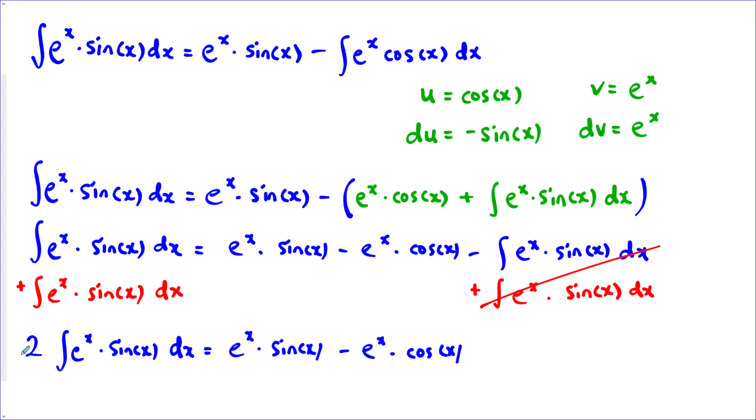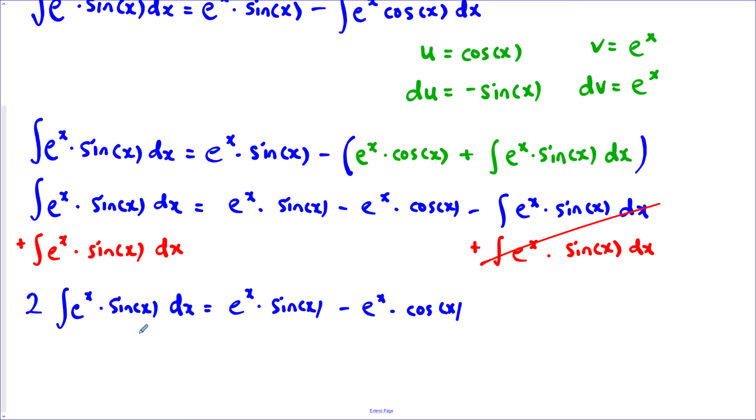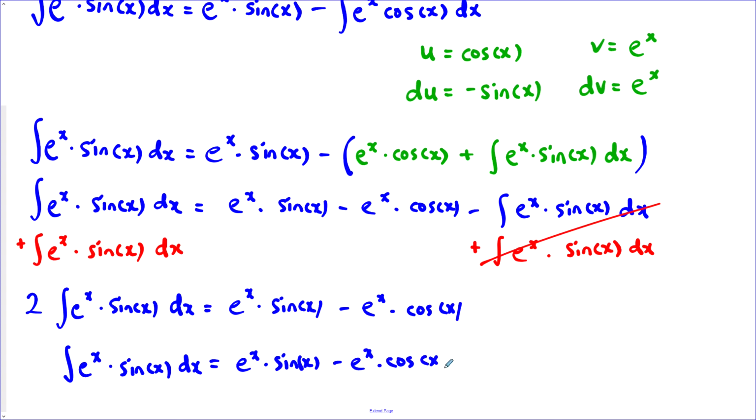So you might say, well, yeah, but that's not the original question because there's a 2 in front, and you're right. So all we have to do is divide both sides by 2 to move it back onto the right side. So e to the x sine x minus e to the x cos x divided by 2. And we need a plus c because it's an indefinite integral.